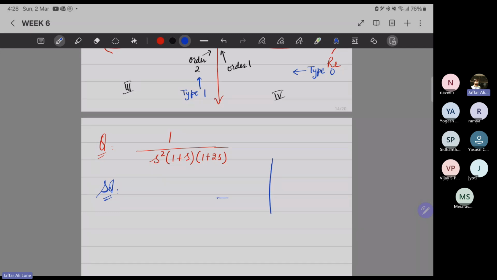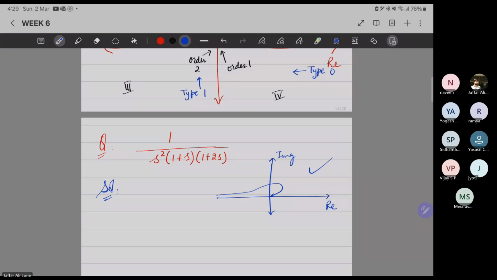Since it is type 2, it should come from here, and being order 4, it should be something like this. Is it clear? You will try this, and you should get something like this because it's type 2 and order 4. It's a generalized form. There is no pole in the right half plane and no zero, so we can make use of that table, that generalized graph, and you'll get a polar plot like this. You'll definitely try it.